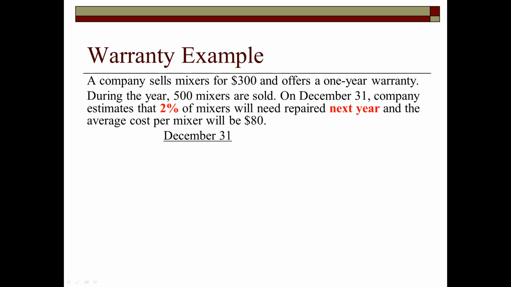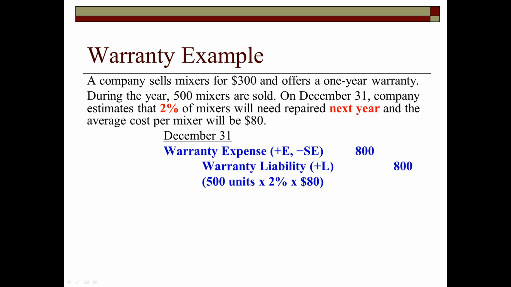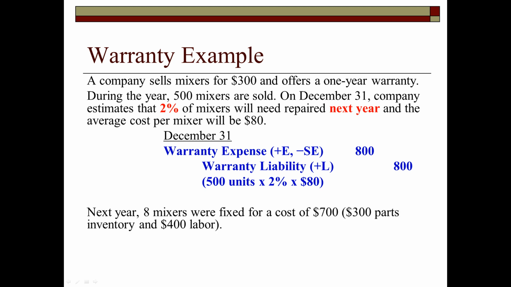On December 31st, what will the company do? Well, number one, it's going to estimate a warranty expense of $800. It gets that from the 500 units times the 2% times the $80 per estimated repair per mixer, which would give us $800. So we would hit an expense and we would set up a warranty liability.